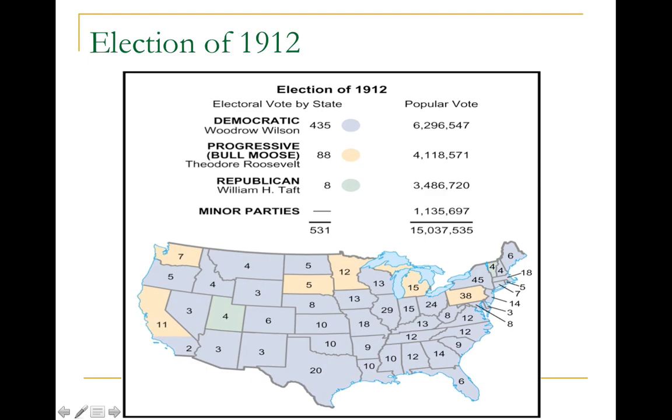But do notice, if you add 4 plus 3, that equals 7. So in theory, the Republican could have won against the Democrat. I think that if TR won the Republican nomination, he would have beat Wilson. But that didn't happen. The Republican vote was split. Wilson wins. Down here, you'll see 1 million people voted for other parties, such as Eugene Debs' Socialist Party, which wins 6% of the popular vote.